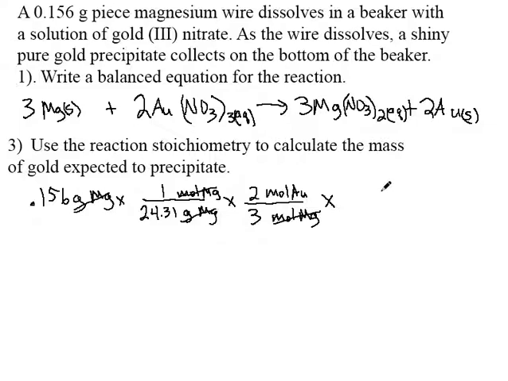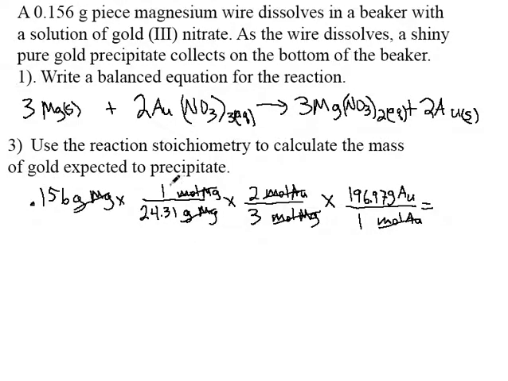So what we're trying to find is grams of gold, and what we have is moles of gold. We go back to our periodic table and we find what 1 mole of gold weighs. A mole of gold weighs 196.97 grams for 1 mole. The moles of gold cancel, and now we can simply plug these numbers into our calculator.